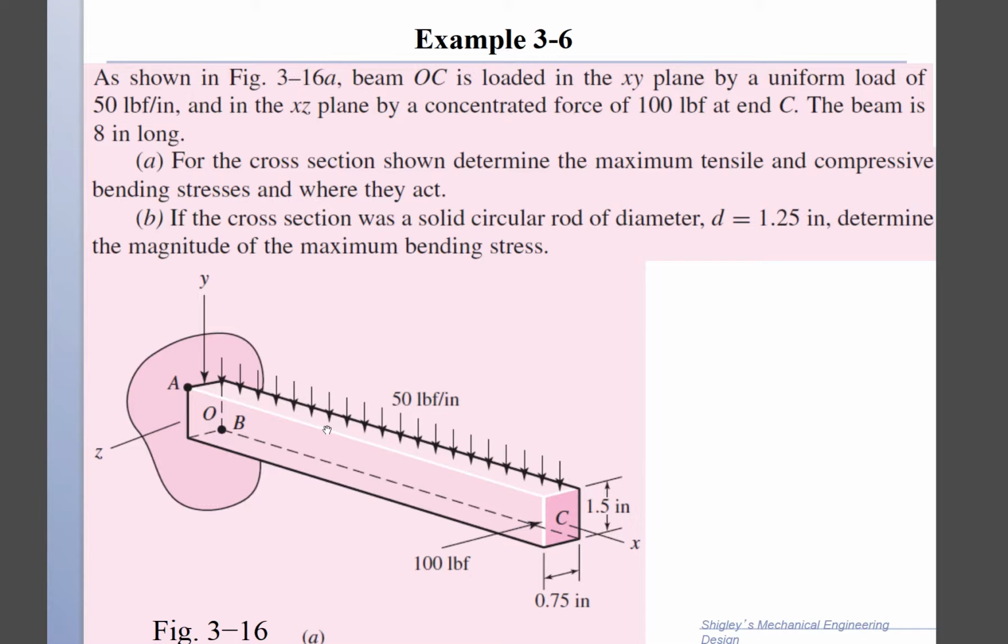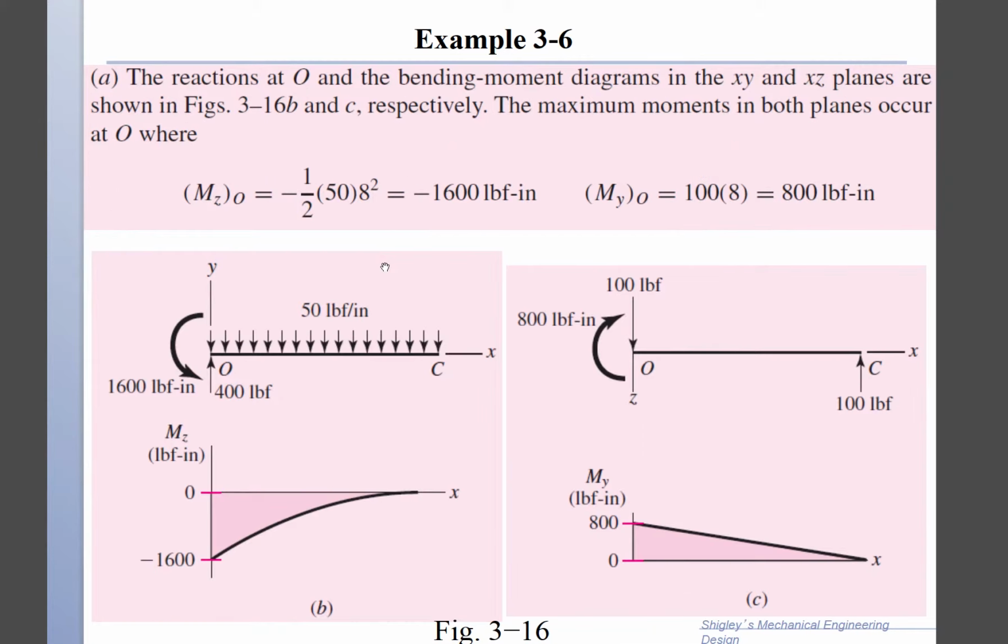The moment about the y-axis, so let's work it together. We have the y-axis going this way, and the force of 100 acts about the y-axis at a distance equal to the length of the beam, which is 8 inches long. So we get My equal to 100 times 8, which gives us 800 pound-force inch.